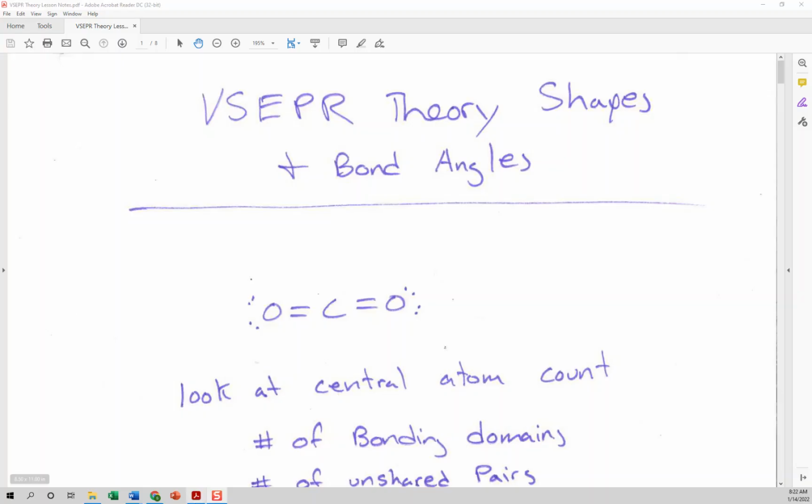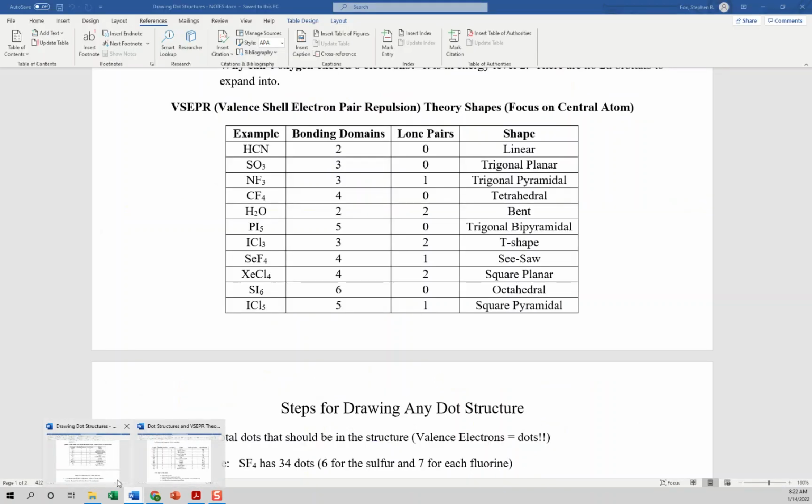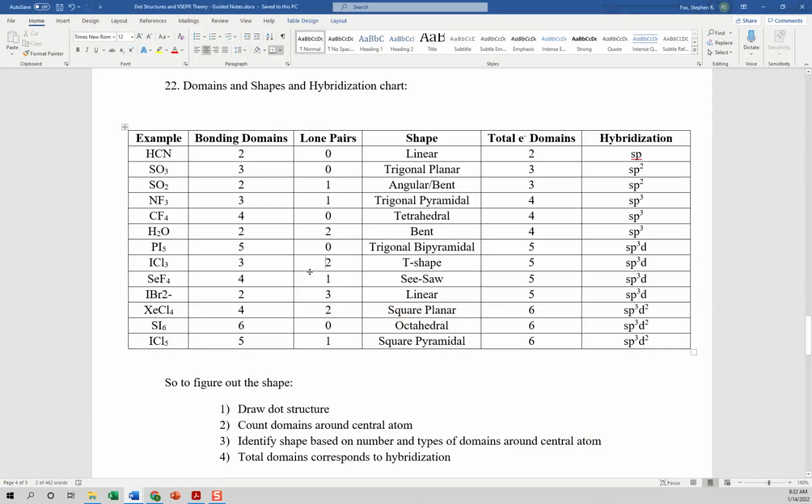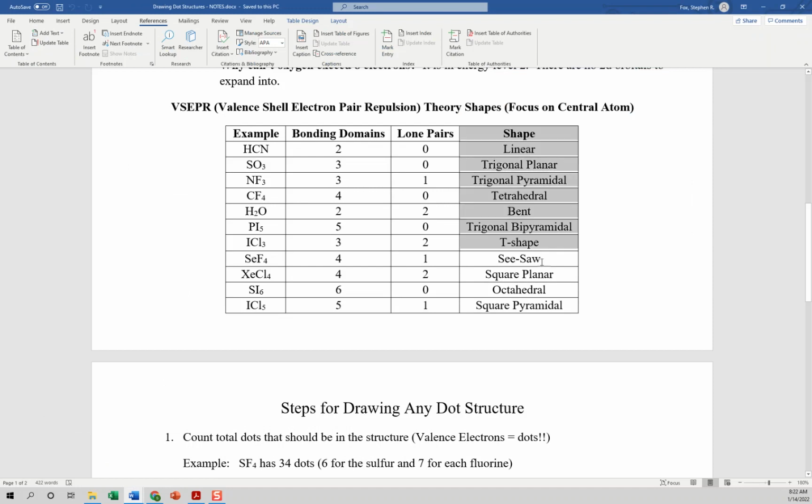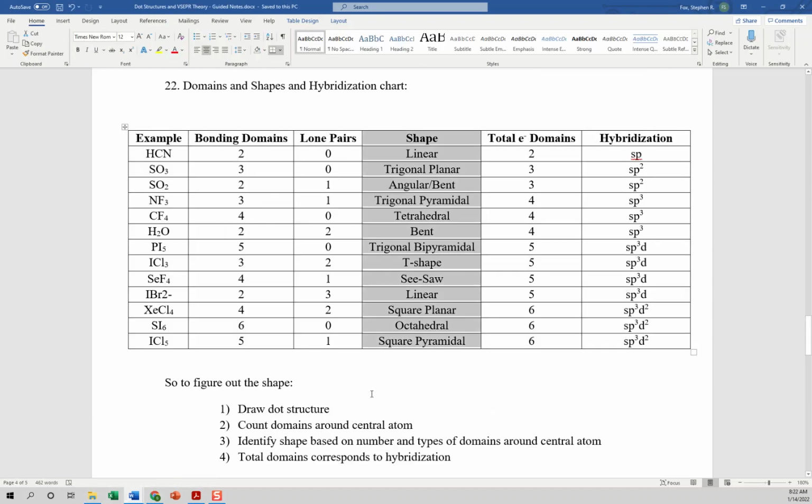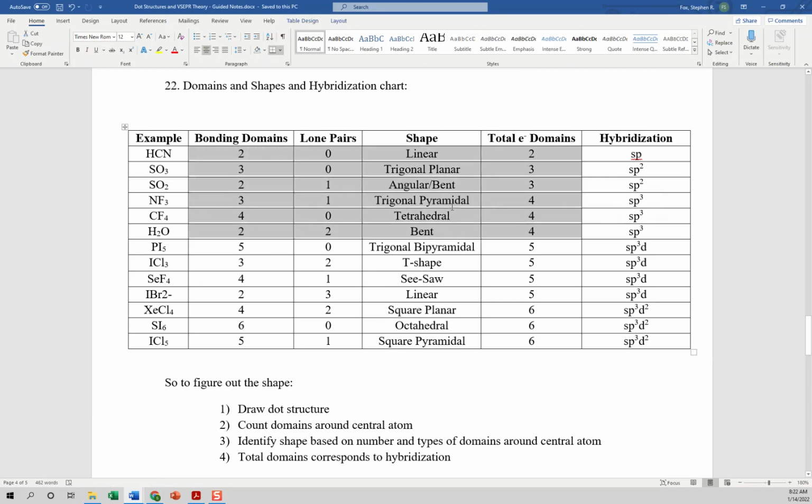So what we're going to be referencing are the handouts that you have. In your guided notes, you have this really big chart here, and what we're talking about are the shapes in this chart, and you also have it on this handout. When you're trying to figure out the shape, you want to have this chart out so you can reference it. You're going to have to memorize up to this point, okay?